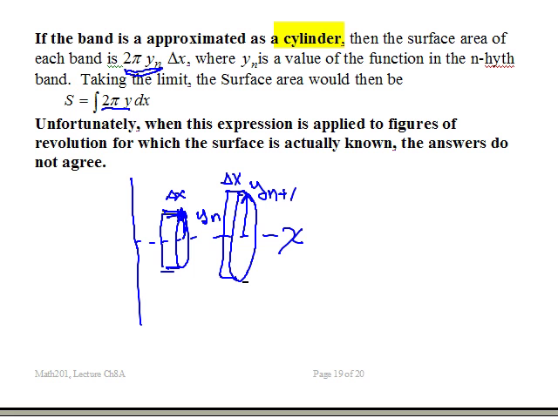Take the limit, and you get a definite integral from, say, a to b, and this might be a figure of revolution here, and this is a, this is b, and it looks like that. Okay, now it seems simple enough, but when you apply it to figures of revolution that have known surface areas, you do not get the exact results, but you do get the same answer when you use a conical approximation. I'll show you that in the next slide.